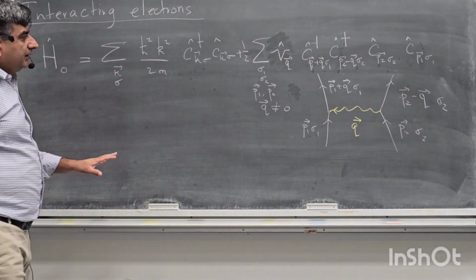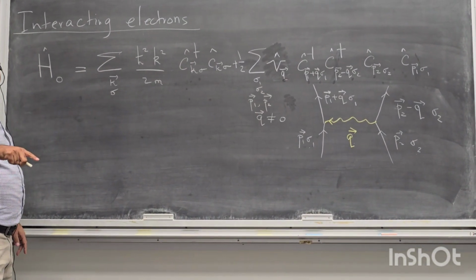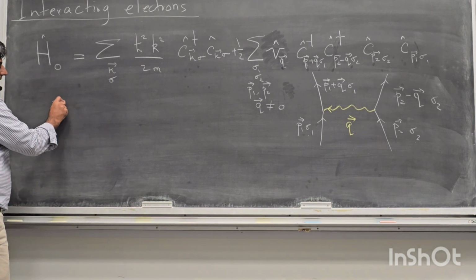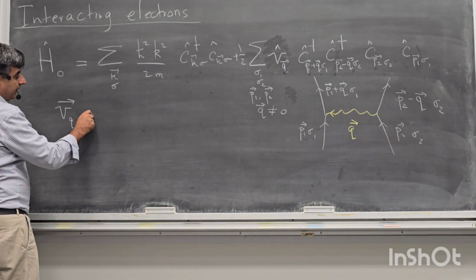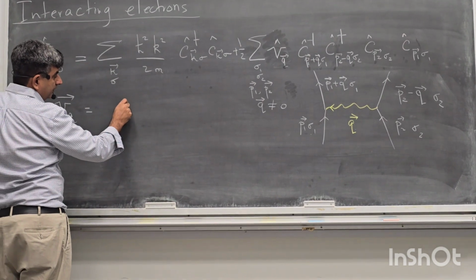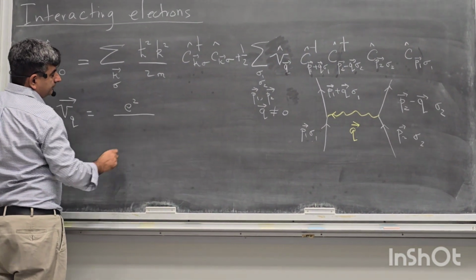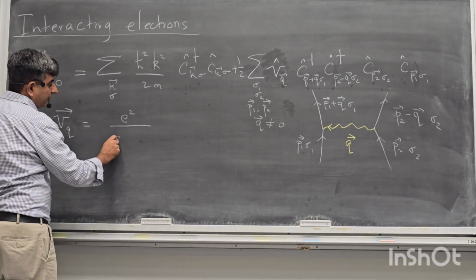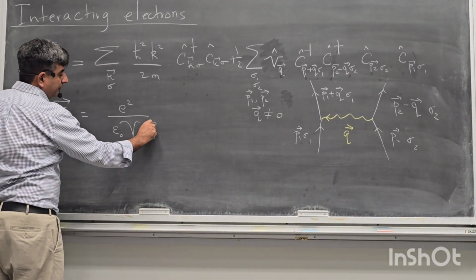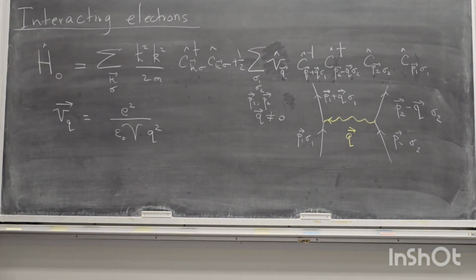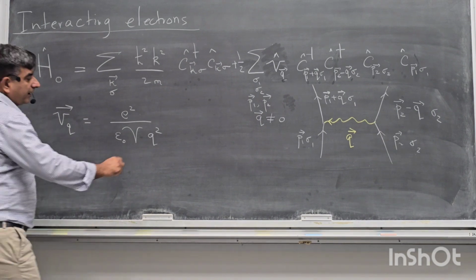Now, in the next, and by the way, this V_Q, we also derived this V_Q. This V_Q, this term in the Fourier expansion, is given by e² over ε₀ times the volume of the system times Q². Okay, this was already derived for you.